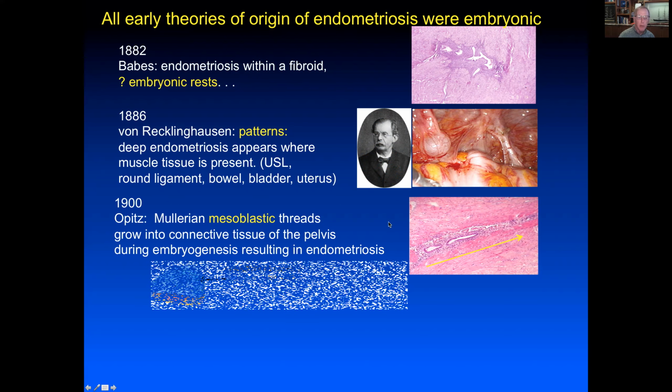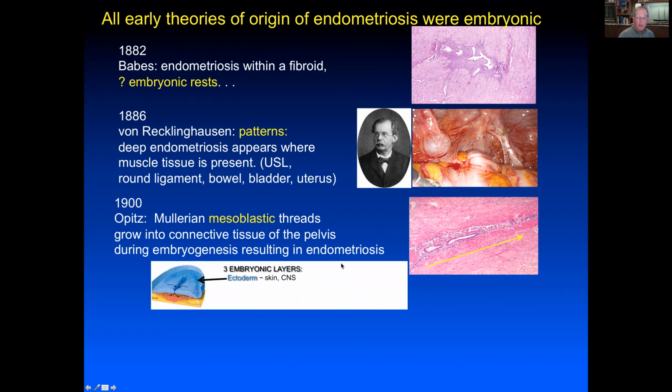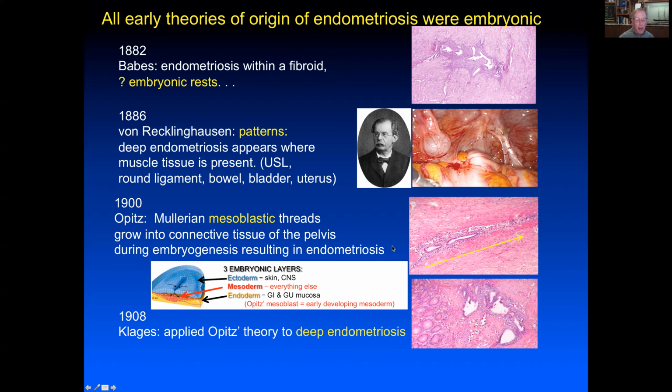If you recall from embryology, there are three embryonic layers. The outer layer is the ectoderm, which forms skin and central nervous system. The endoderm forms GI and GU mucosa, and the mesoderm forms everything else. Opitz's mesoblast, therefore, would be early developing mesoderm. And there's things even earlier than that, of course.